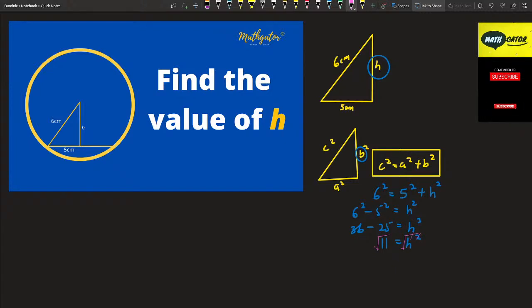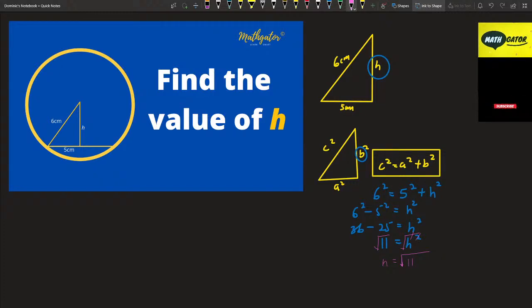So this square root will cancel this, and then we'll have h to be equal to, today is like I'm bombarding you with a lot of square roots, right? Yeah, Ronnie, thank you very much. Root of 11 is h. So that is it.